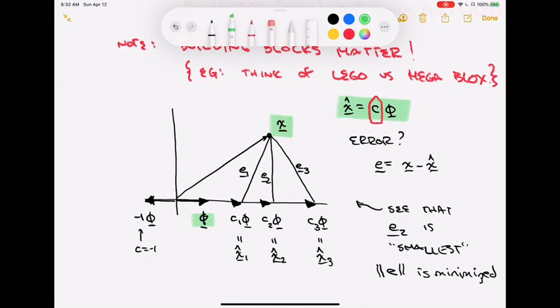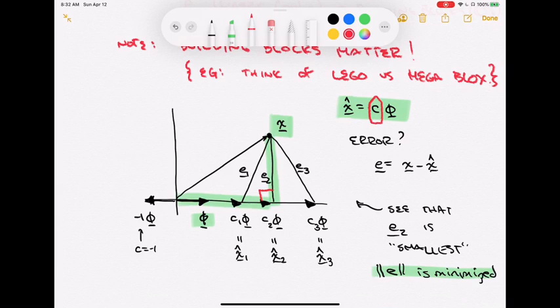So I need to find a rule for finding C. A rule for finding C is to find a C that minimizes the error, right? So if I pick a C so that end result causes this error to be minimized, I've got a good design decision. And it turns out that this happens when a nice relationship occurs between the error and the thing we are using to estimate our object, that we get a right angle between them.